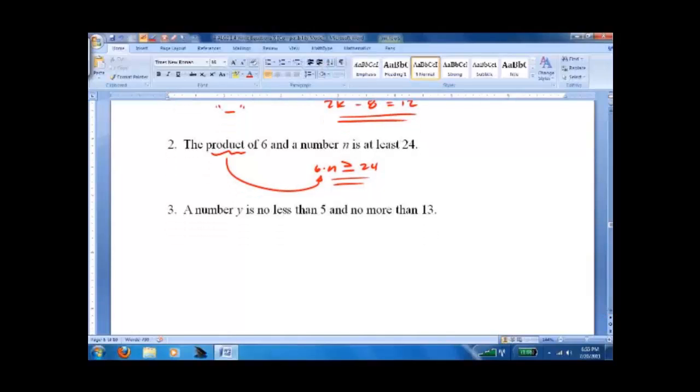A number y is no less than 5 and no more than 13. So we actually have two inequalities with the y in between. And it's no less than 5, so it's greater than or equal to 5, and it's no more than 13, so it's less than or equal to 13. That's a double inequality, a bit tricky, but again, not that hard. Once you look at it and go back and check, make sure your work makes sense.